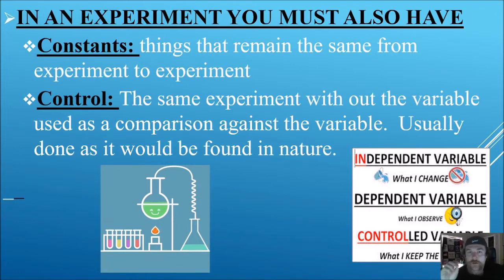So these are 2 words. Both start with CON. Both are very similar. But a constant is something that you keep constant throughout all of your experiments. A control is something that you just leave by itself to happen naturally and automatically.